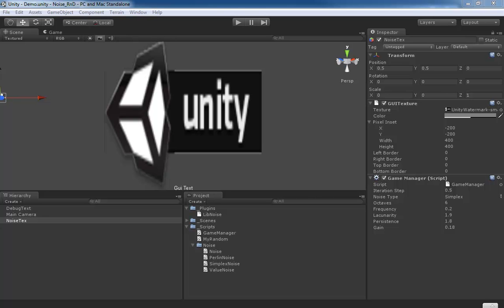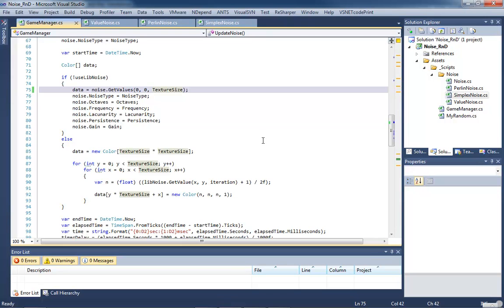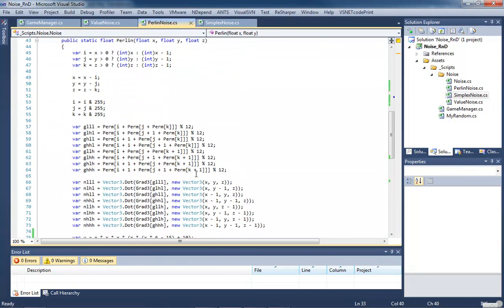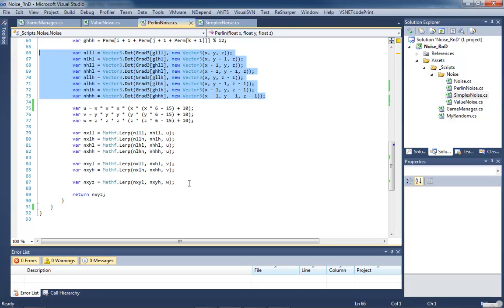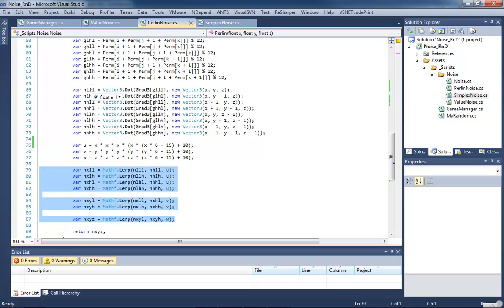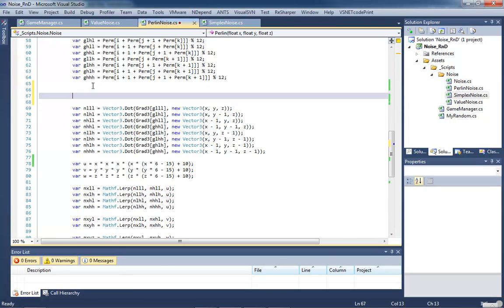Right. So the optimizations that we're going to be doing for our Perlin 3D are going to be an awful lot like the optimizations that we did for the 2D, just more of them. Because if you look at our Perlin 3D, we have 8 dot products that we have to get through and 7 lerps.